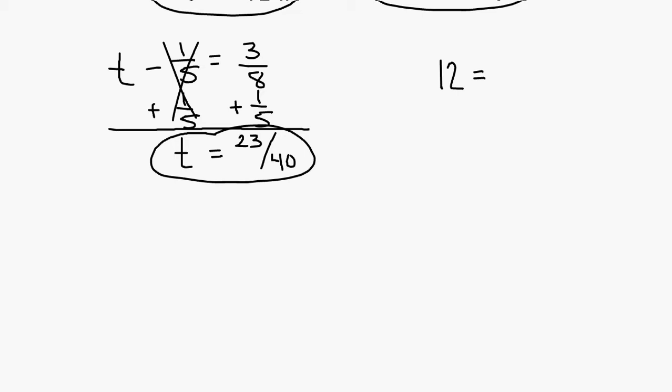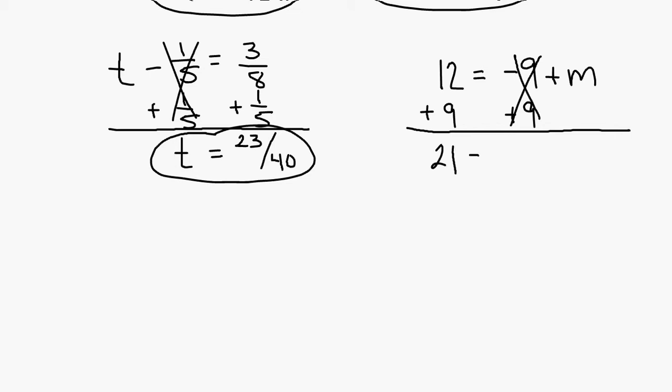12 is equal to negative 9 plus m. All right, the negative 9 is being added to the m. This negative 9 has to get off of that side of the equal sign, doesn't it? Okay? So how can you cancel out the negative 9? Plus 9. Very good. So you add 9 to each side, because the goal is to get the m by itself. So your negative 9 plus 9 cancels. So 21 is equal to m.